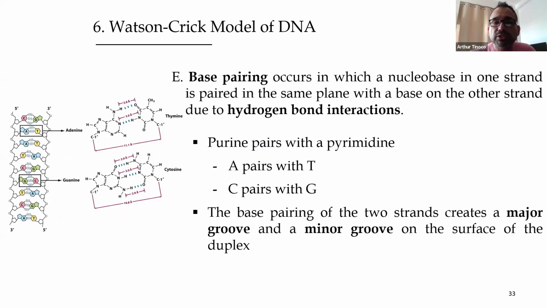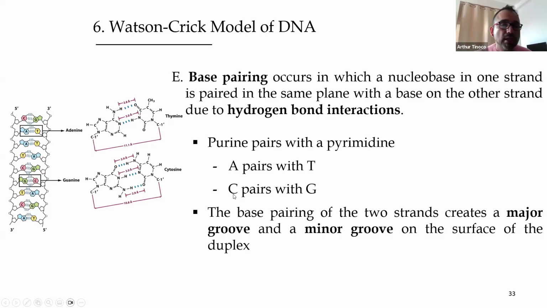So base pairing occurs in which a nucleotide base in one strand is paired in the same plane with a base on the other strand due to these hydrogen bond interactions. So you have that a purine will pair with a pyrimidine. So A will pair with T. Here we have this visual depiction of that, where we have adenine interacting with thymine, and the interaction is occurring by the hydrogen bonds that can be facilitated between the two. And what we observe here is this contact of two hydrogen bonds between them.